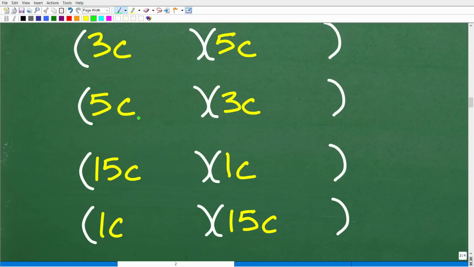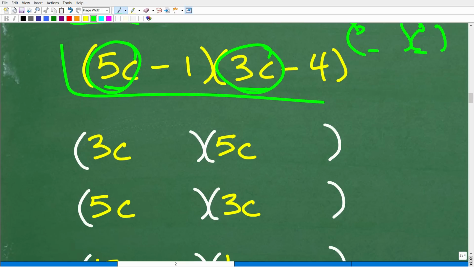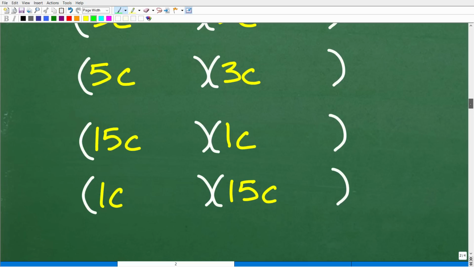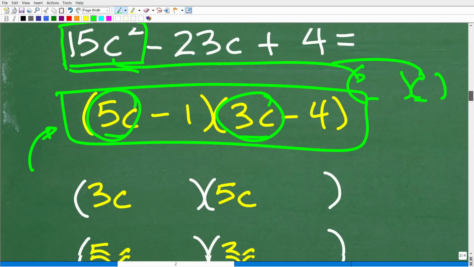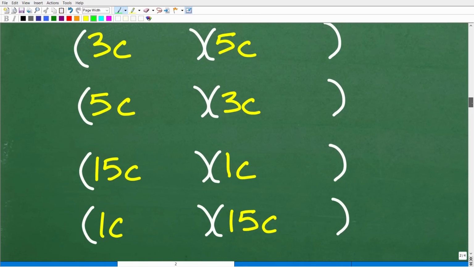Now, let me see here, 5c and 3c. Is this redundant? Let me just check here. Yes, it is. Well, actually, this is the answer. So let's suppose we didn't know the answer. All these are possible ways we can set up our binomials with this 15c squared. So we could put in the factors of 15c squared in these various ways.